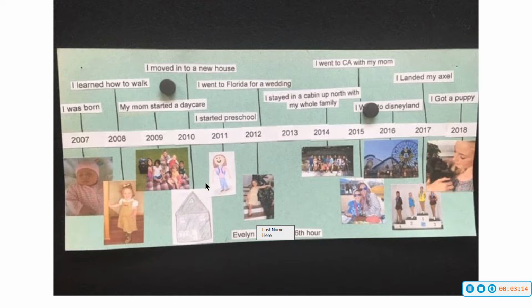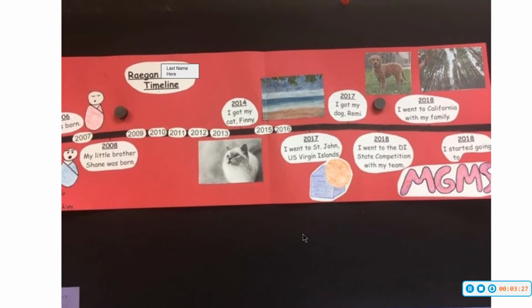Now, you don't have to do every single year. She chose to do most years. You only need 7 events. Also, she's got her name. I blocked out her last name and then the hour that she's in. Here's another one that Reagan made. Here are the dates. Okay, and then she's got her primary sources as pictures. Some of them are drawn, like these, and some of them are photos.